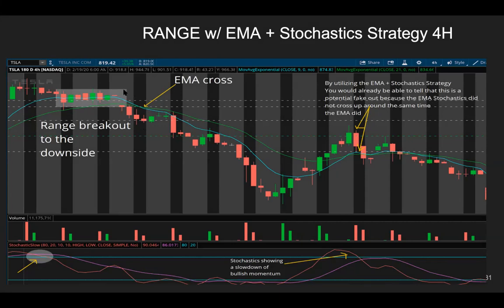This is another way you can trade fake outs. Can you trade ETFs with these strategies? Yes. Stochastic showing a slowdown of bullish momentum up here, right? You see this breakout green level, right? You would think that it's going to break out to the upside, but since the stochastics is pointing down, you would already be able to tell that this is a potential fake out, because the EMA and stochastic did not cross up around the same time.